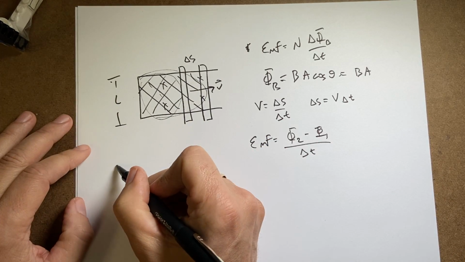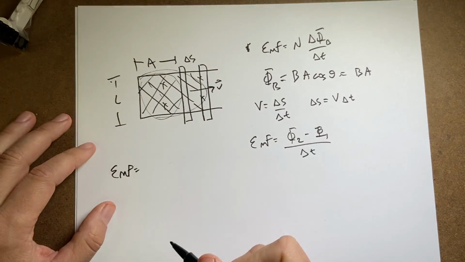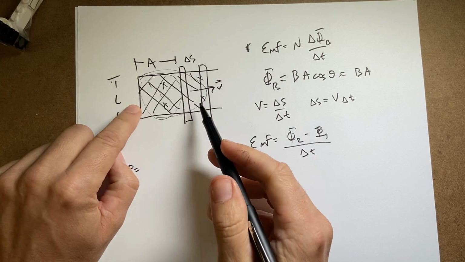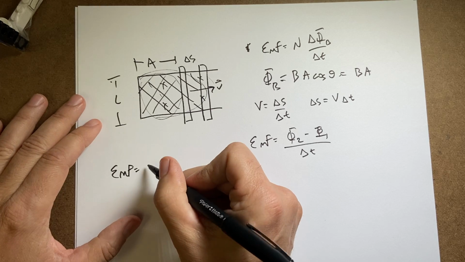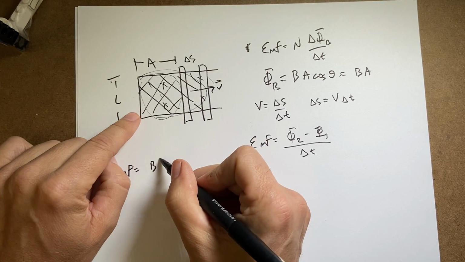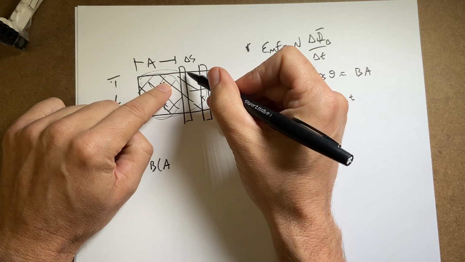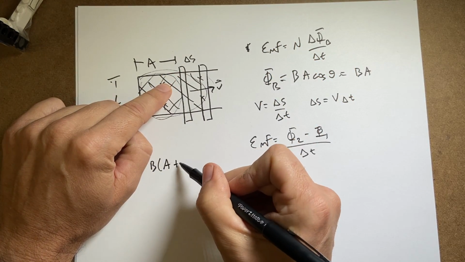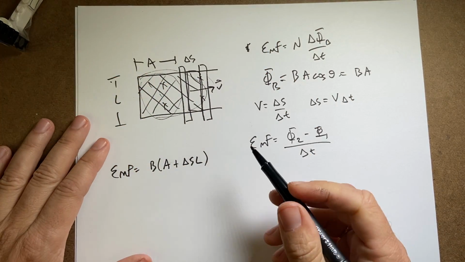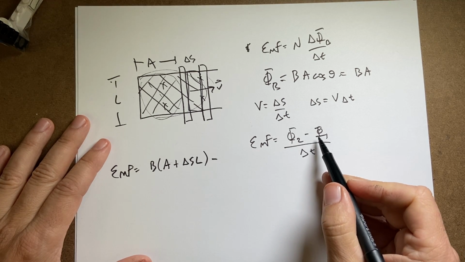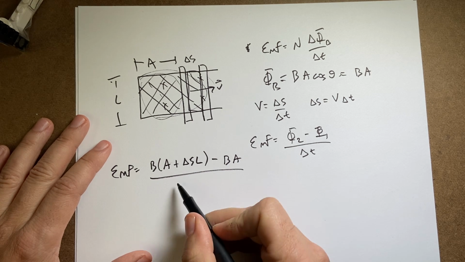So let's just write that out. EMF. This is called an area A. I don't know what it is. I don't really care. Okay. So flux 2 is going to be this area times the magnetic field. So that's going to be equal to B times A. That's this. But I also have this area. This area is going to be of length delta S times L plus delta S times L, because that's the size of that rectangle right there. And then I have to subtract off the initial area, which is just going to be the initial flux, which is going to be B times A. And all of that divided by delta T.